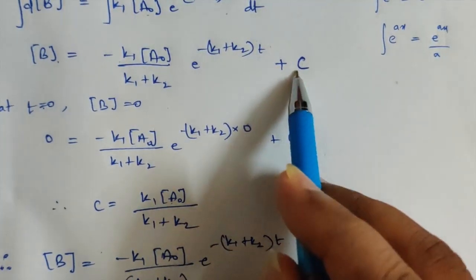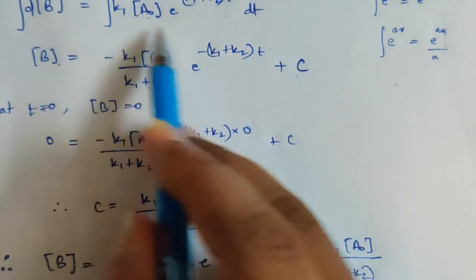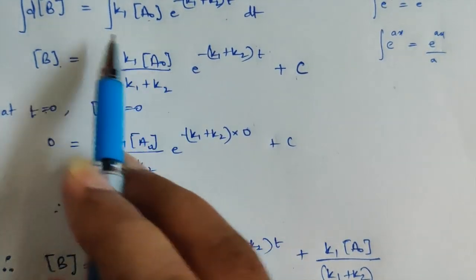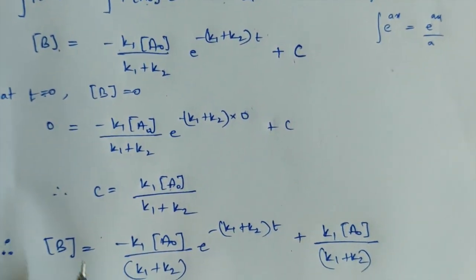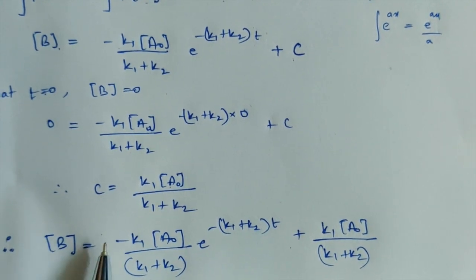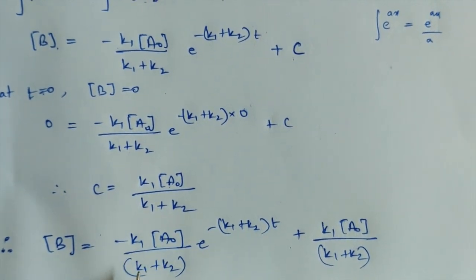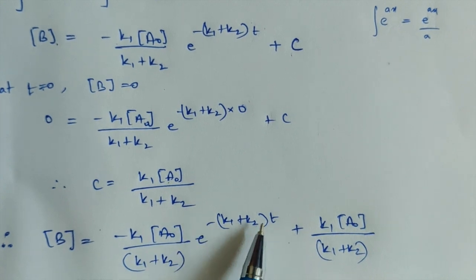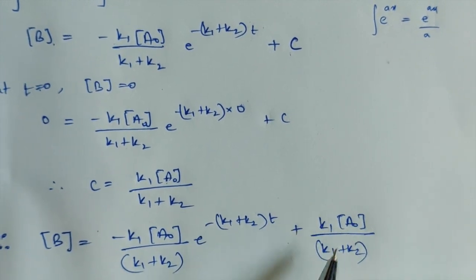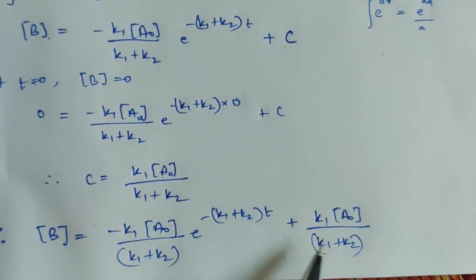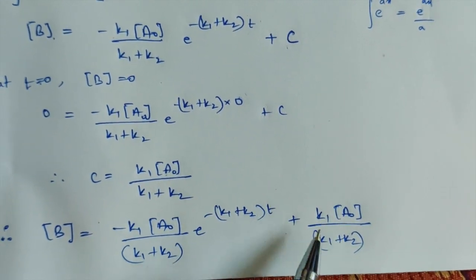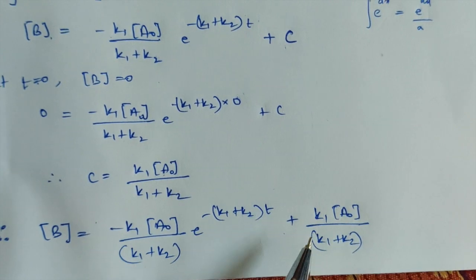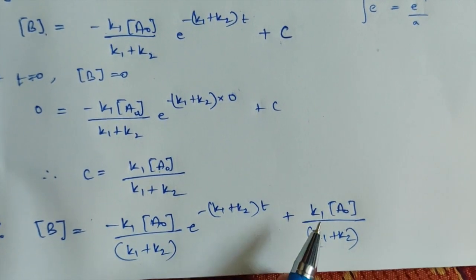We'll put this back in this particular equation in order to get the complete integral equation. So when you put that, B is equal to minus K1 A naught by K1 plus K2 e to the power minus (K1 plus K2) into T plus K1 A naught by K1 plus K2. This is where we got it from, from the value of the integral constant.